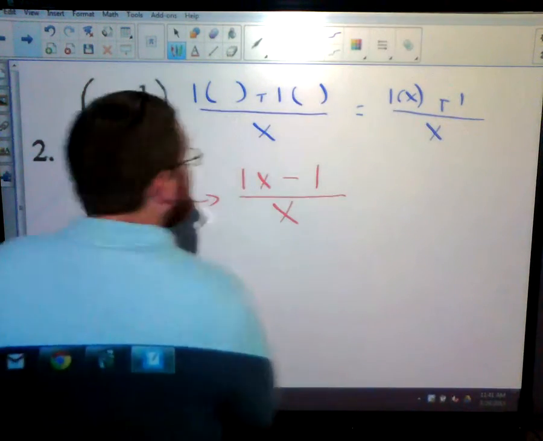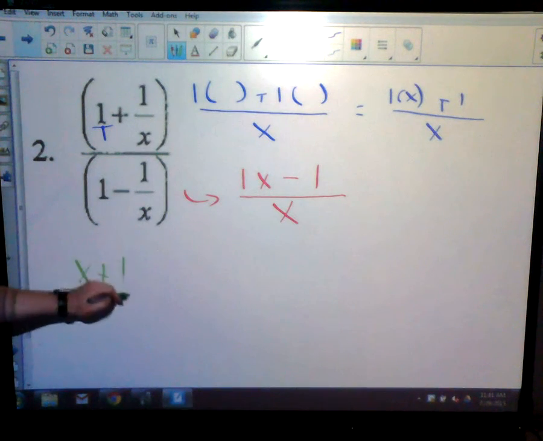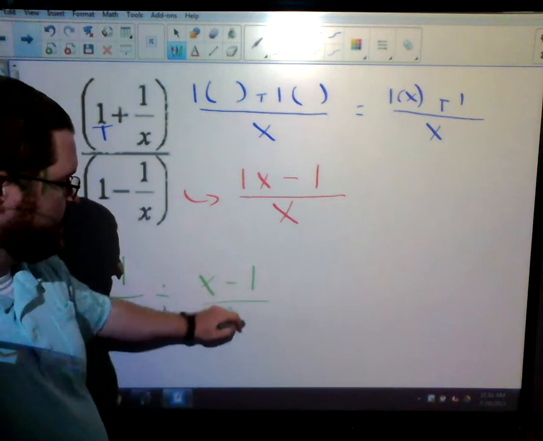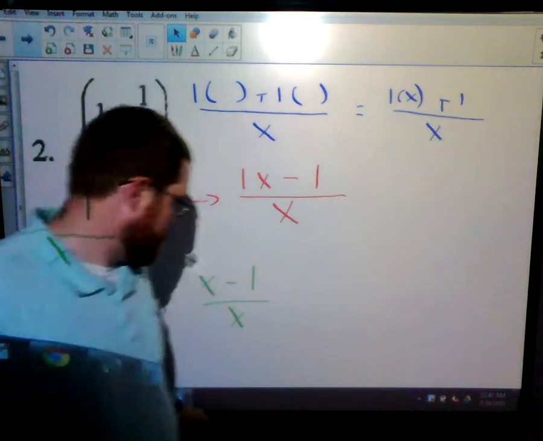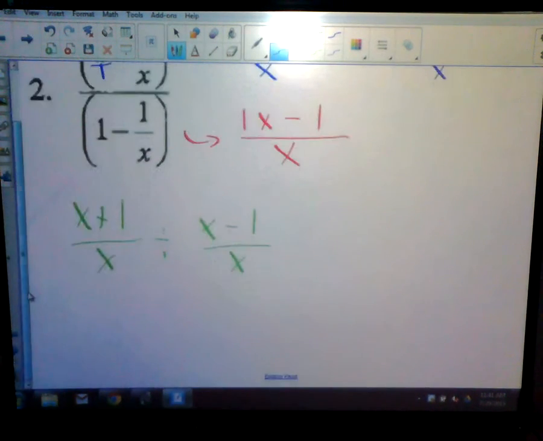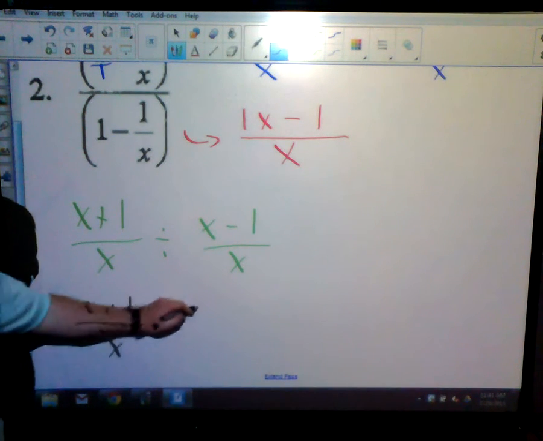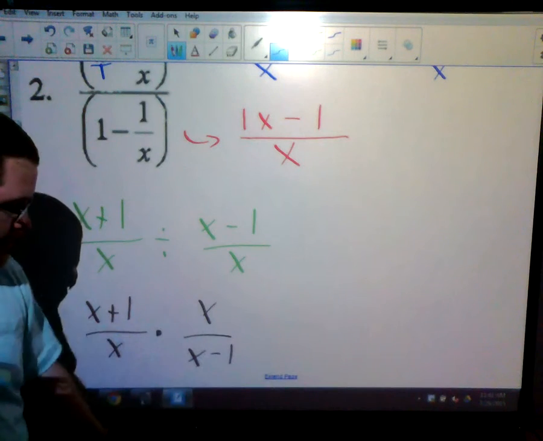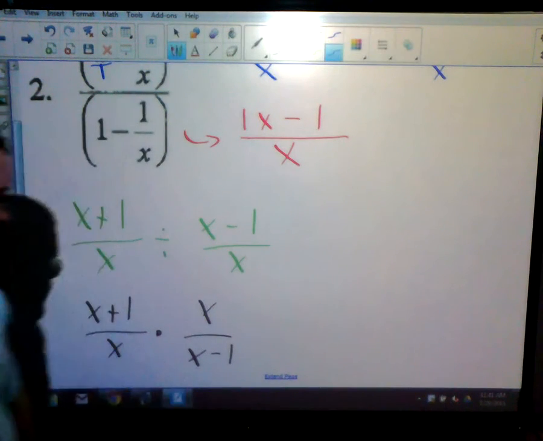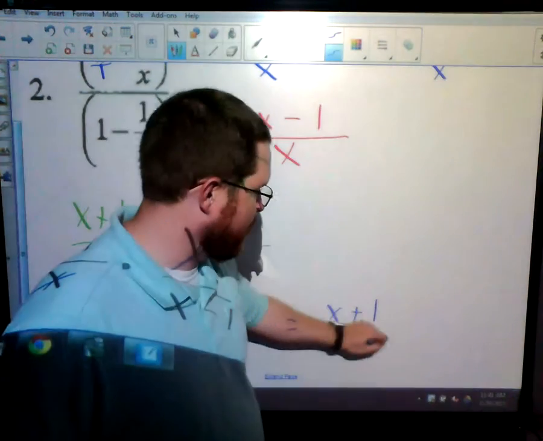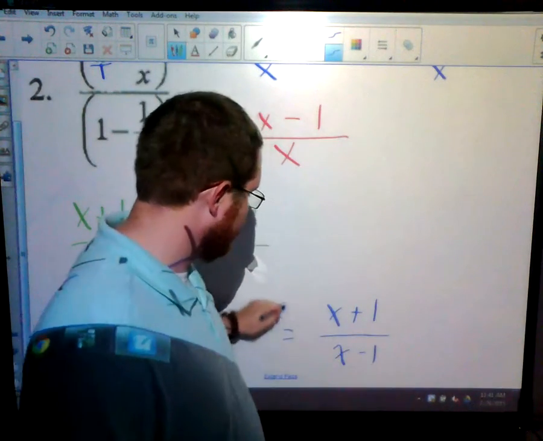So now my problem, the top is x plus 1 over x divided by x minus 1 over x. That's not how we divide fractions. We flip and multiply. So x plus 1 over x times x over x minus 1. Does anything cancel? The x's cancel. My final answer, x plus 1 over x minus 1.